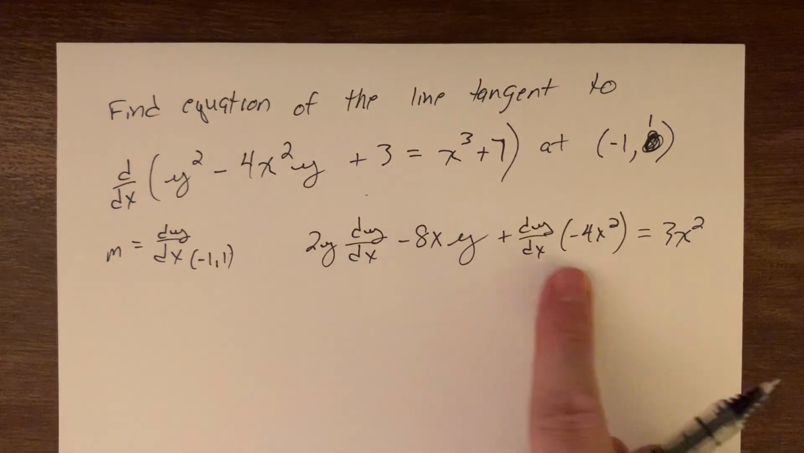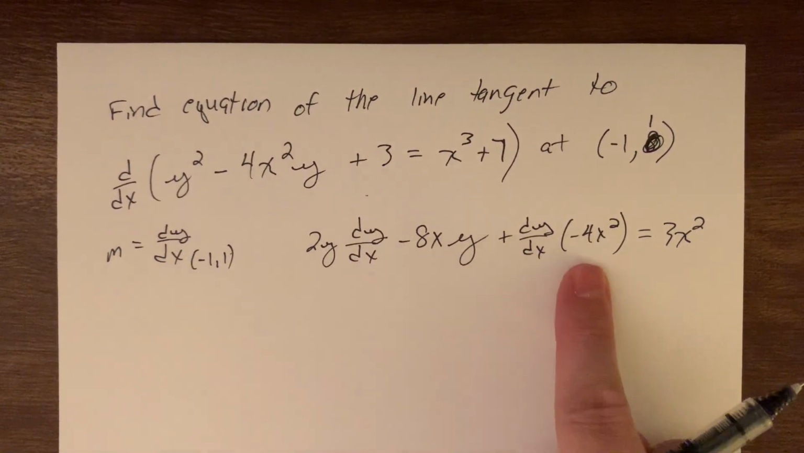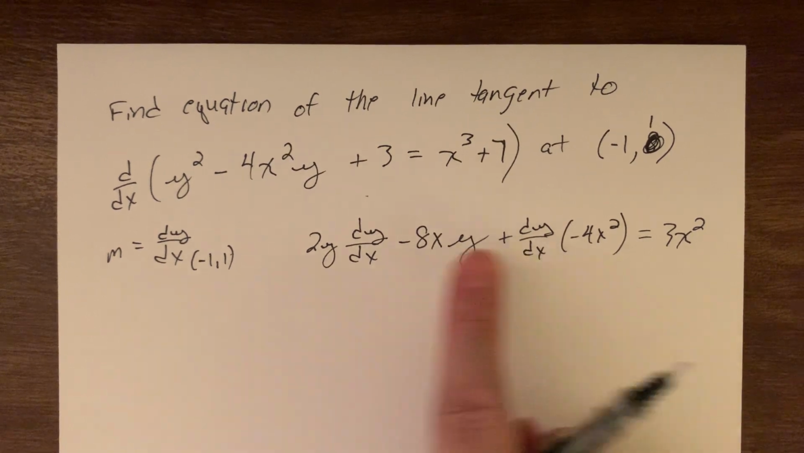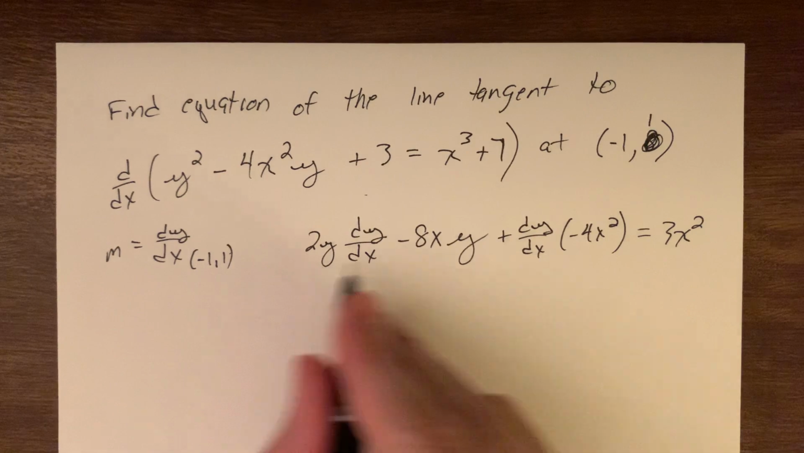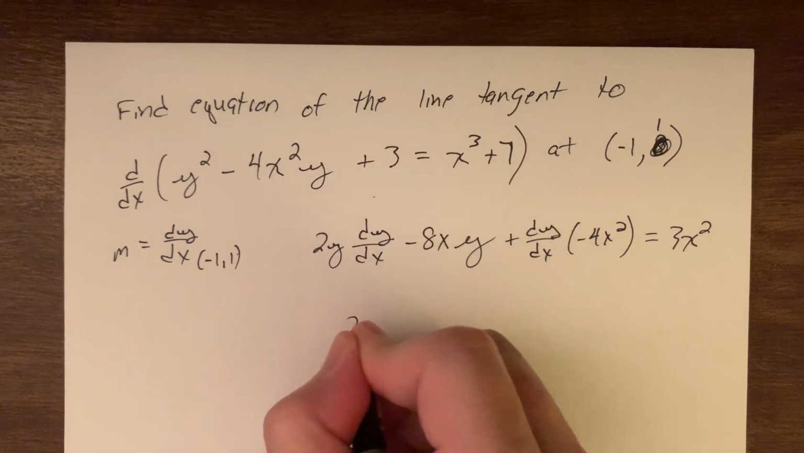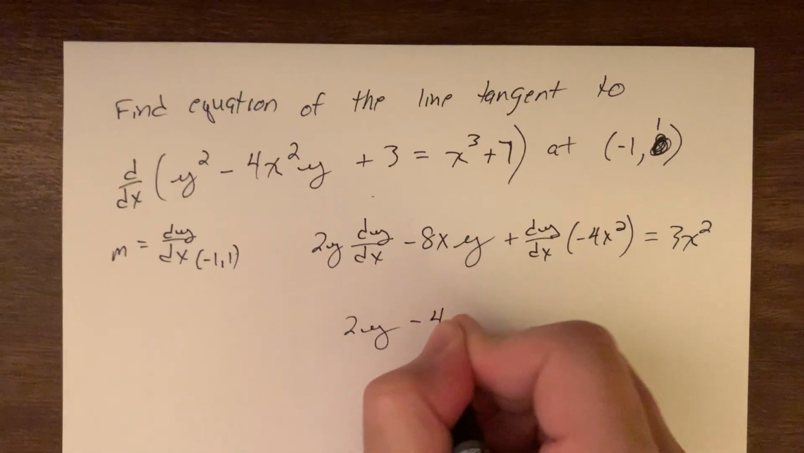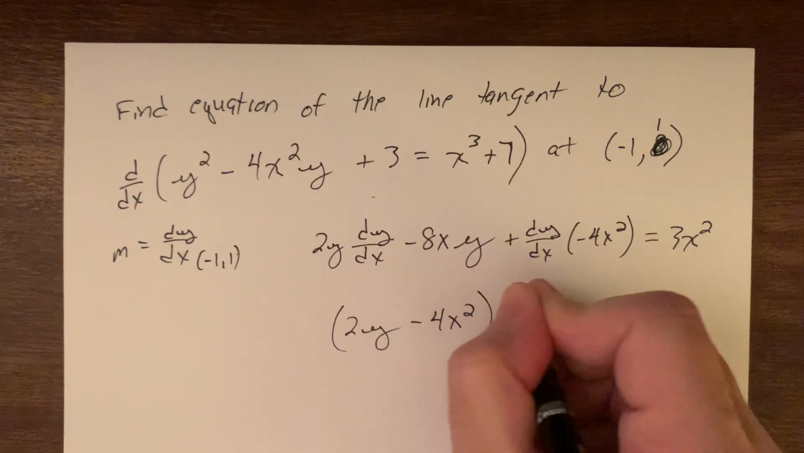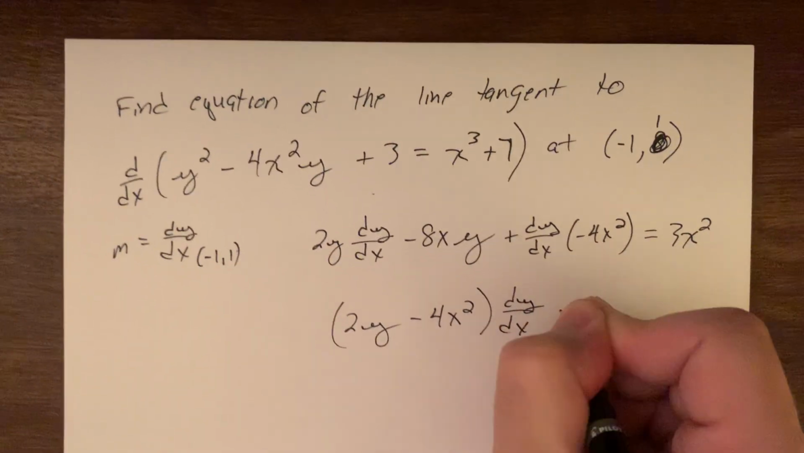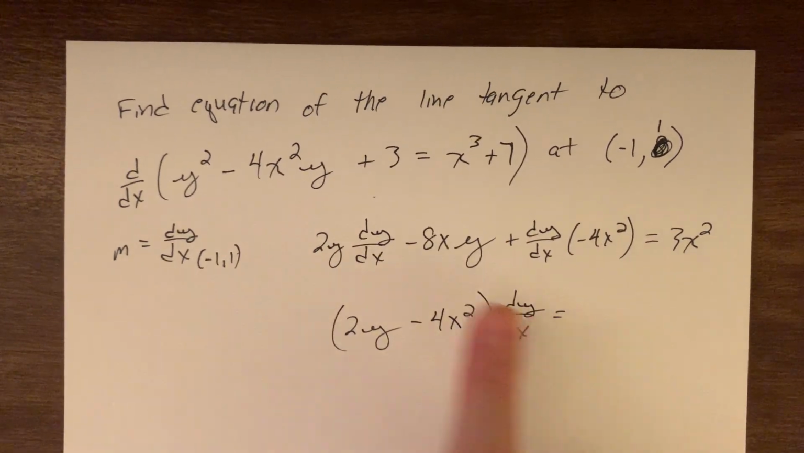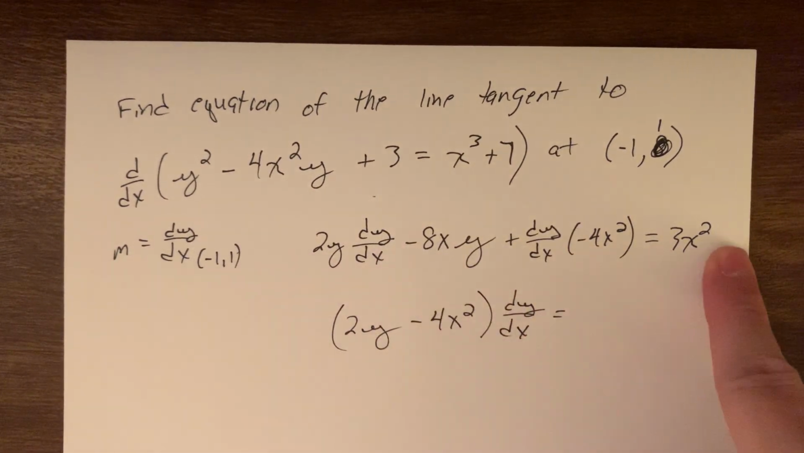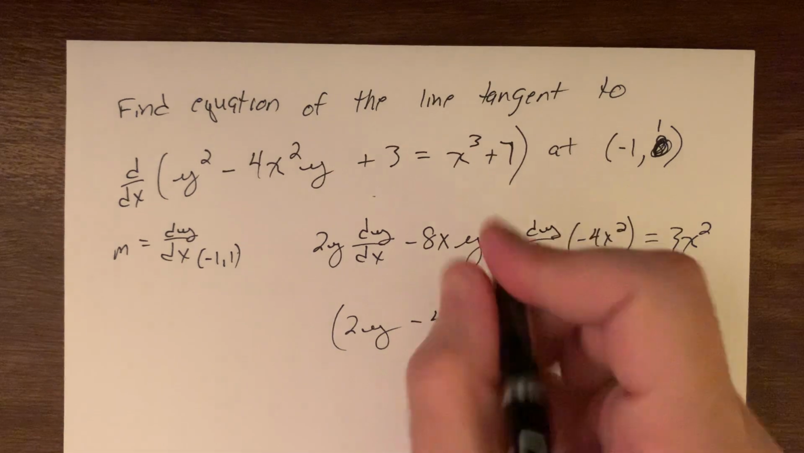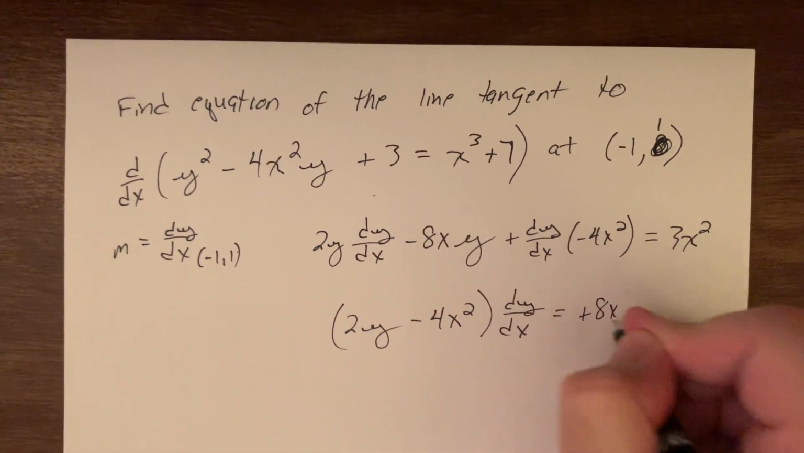The dy dx's, yeah, there's two of them, but they're already all on the left, so I don't have to move that. I will move this to the other side. So on my left side, I have 2y minus 4x squared. Both of those had dy dx's, so I could factor that out. So these two just pulled the dy dx out, but that's assuming I move this first. So I added the 8xy to the other side.